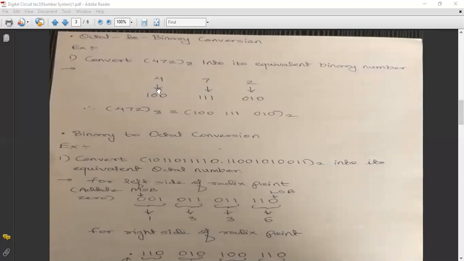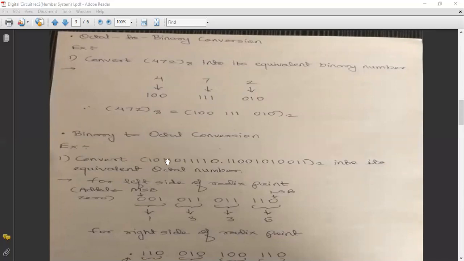Okay, so 4 is now represented as 100 in its binary form, and 7 is represented as 111, and 2 is represented as 010. So it was very simple. So what we have done, we have converted this 472 to the base 8 into its binary form as 100, 111, 010 to the base 2.